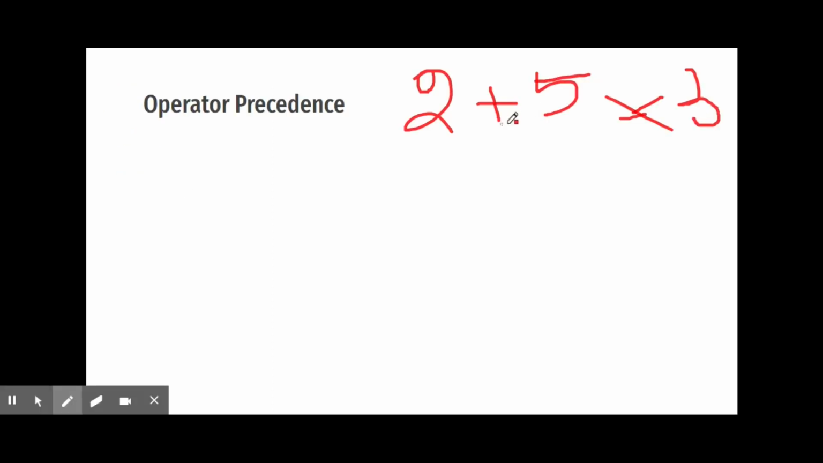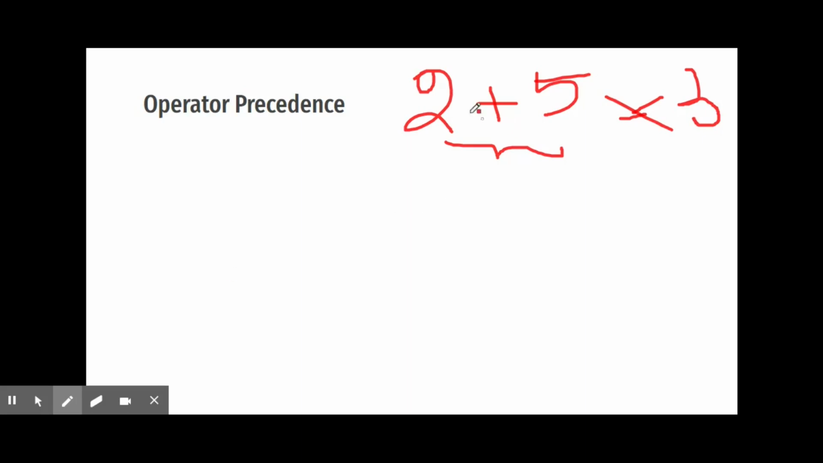Consider this expression 2 plus 5 into 3. If I start with addition first, I will get 2 plus 5 is 7, 7 into 3 is 21. So that is one answer. The other answer will be if I do 5 into 3 is 15 and then add this 2, I'll get 17. So I'll get two different answers. I'll get either 21 or 17. Which one is the correct answer? We'll have that doubt. That is why you need something called operator precedence.